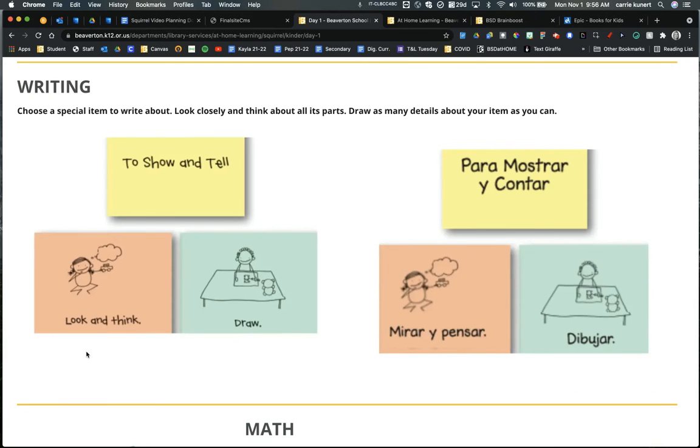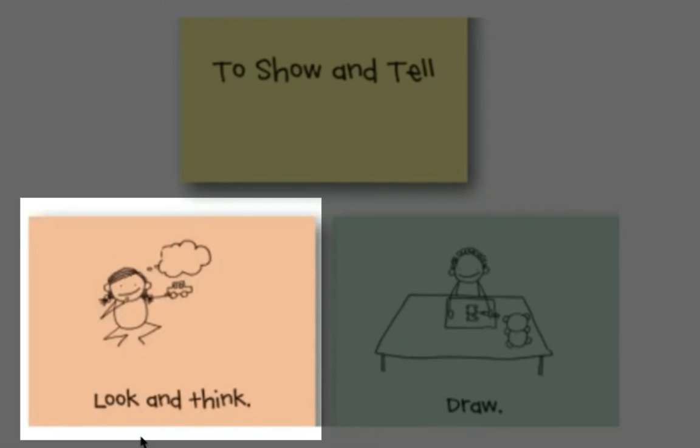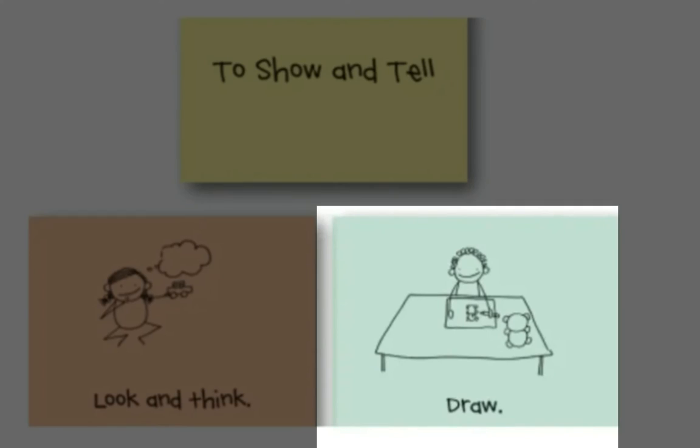So I'm going to look at the English side, where it says the first thing we're going to do is look at our item and think about it. The girl in this little picture looks like she has a toy car, and she is thinking, what is special about this? What are the parts called of this car? After they're done thinking about it, they're going to draw. See if they can draw the toy car or draw the animal or draw whatever your special item is.